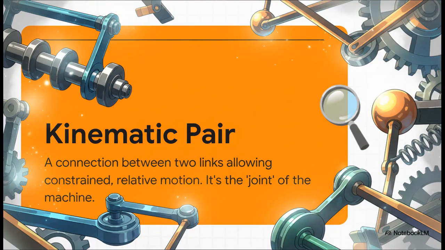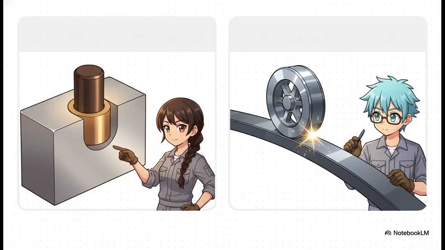Now, a link by itself is just a part. The real magic happens when you connect them, and that connection is called a kinematic pair. This isn't just any connection. It's like an elbow or a knee in your body. It's a joint that's specifically designed to allow only certain kinds of movement. And these joints, or pairs, basically come in two main flavors.